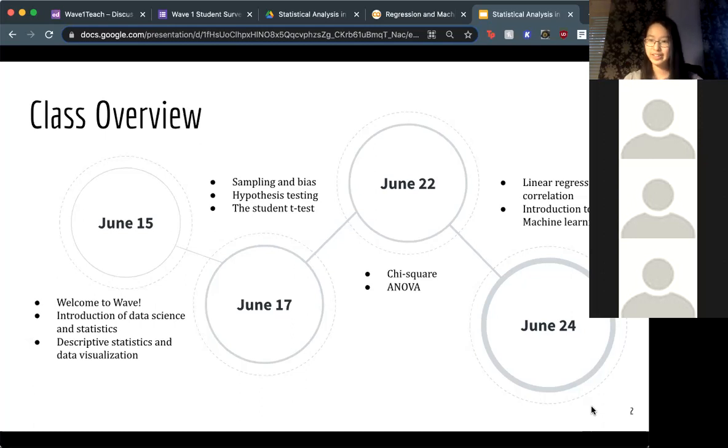Today, in the last class, we're going to wrap up with a bit of a bang. We're going to finish with linear regressions, correlation, and also a brief introduction to machine learning and an application of what you can do with it. I hope you're interested in that. I know it's a big buzzword. We'll get there as we go, but hopefully you get a kick out of it. Let's start off.